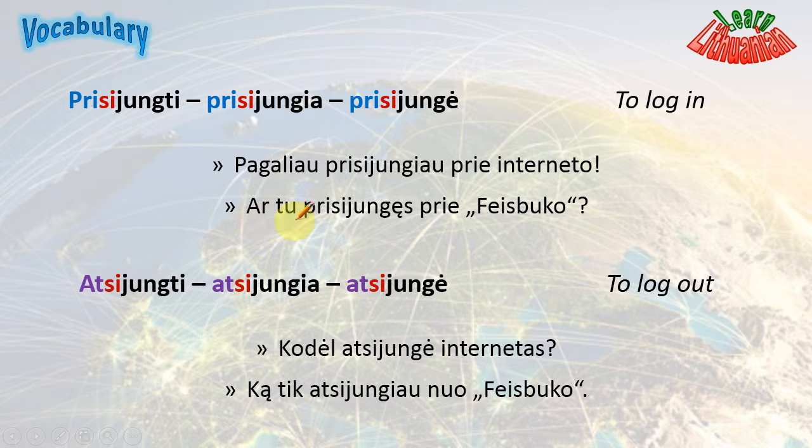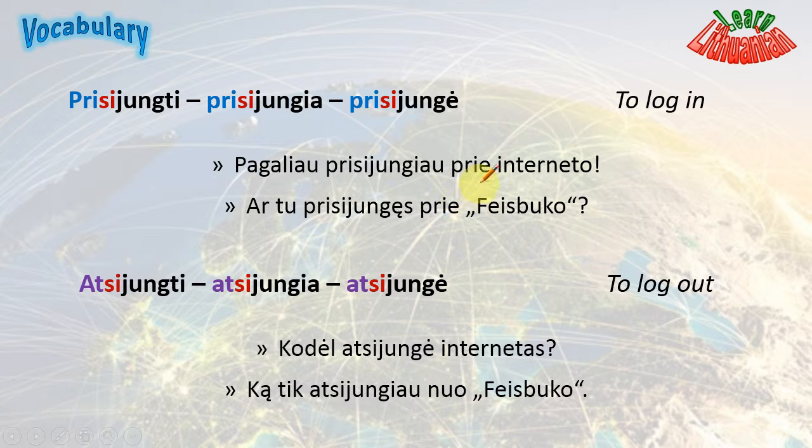Are you logged in to Facebook? Ar tu prisijungęs prie Facebooko? Well, prisijungęs prie, this is a participle, dalyvis, a participle of the past tense. So this means logged, and prie Facebooko, to Facebook. So this sentence means, are you online on Facebook? Ar tu prisijungęs prie Facebooko? Are you online on Facebook?